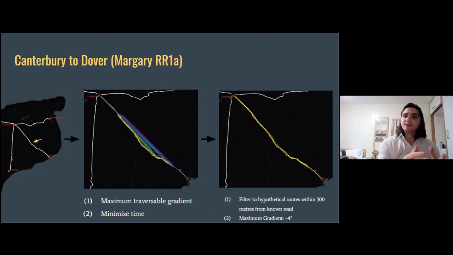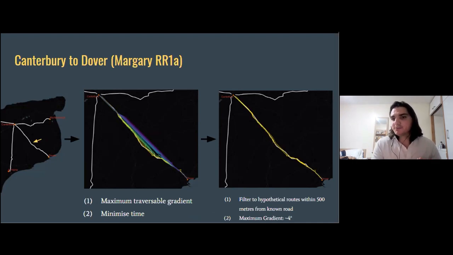For this, I've only included a maximum possible gradient and that the road was constructed to minimize the time taken to travel between Canterbury and Dover. The second image here shows the results of all of these hypothetical routes using different values for the maximum possible gradient. I've colored the routes based on the distance from the known Roman road, with purple denoting the routes furthest away. From this, we can see that some of the hypothetical routes are closer to the Roman road than others.